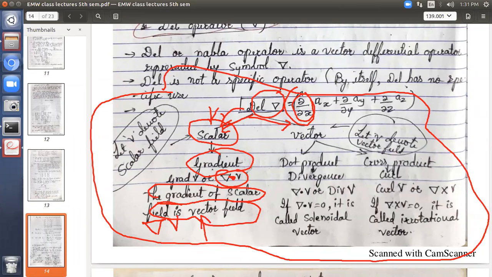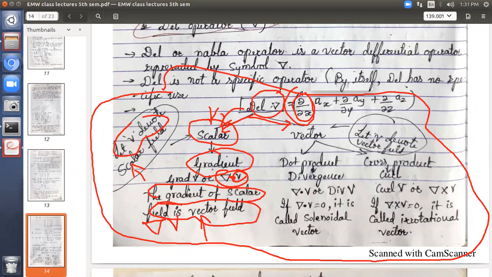And what is this V? Del V, I said. We have assumed that V is denoting some scalar field, just like the temperature of an ice cube in a container. So V is one such scalar field quantity. Then del V is called the gradient.